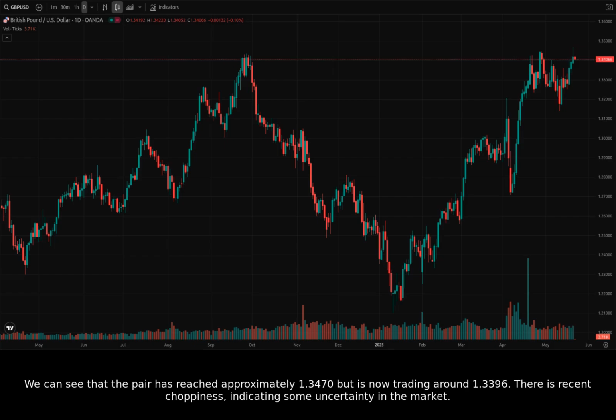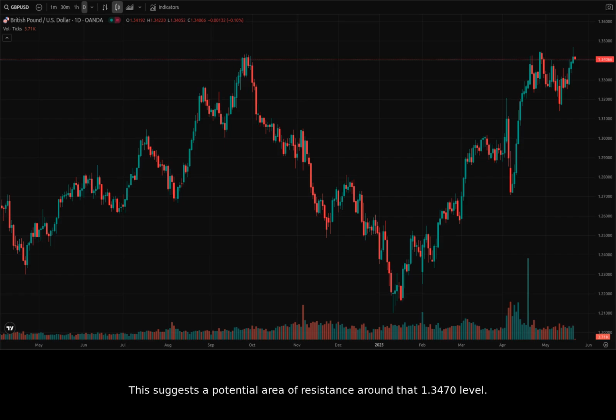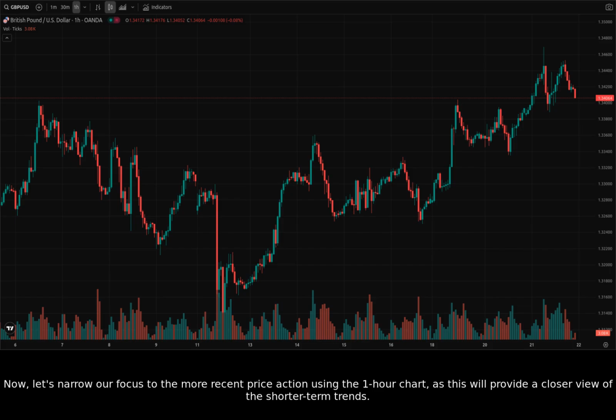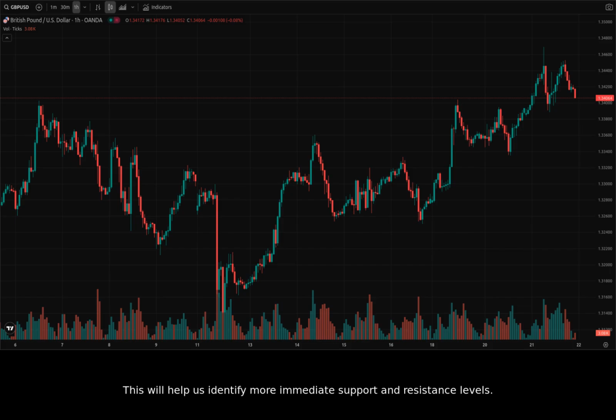We can see that the pair has reached approximately 1.3470, but is now trading around 1.3396. There is recent choppiness, indicating some uncertainty in the market. This suggests a potential area of resistance around that 1.3470 level. Now, let's narrow our focus to the more recent price action using the 1-hour chart, as this will provide a closer view of the shorter-term trends. This will help us identify more immediate support and resistance levels.